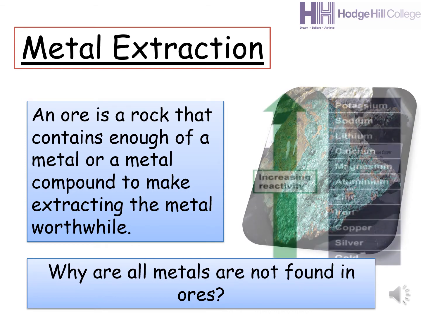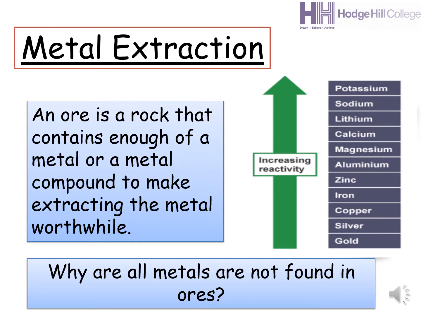Well, think about the reactivity series. Some metals are more reactive than others. Those found at the top are found combined with other elements to form compounds, so they're found in ores. However, those at the bottom are very unreactive, for example, gold and silver. As such, they're not combined with other elements. For example, gold is not combined with oxygen. It exists by itself in nature and is not found in an ore.